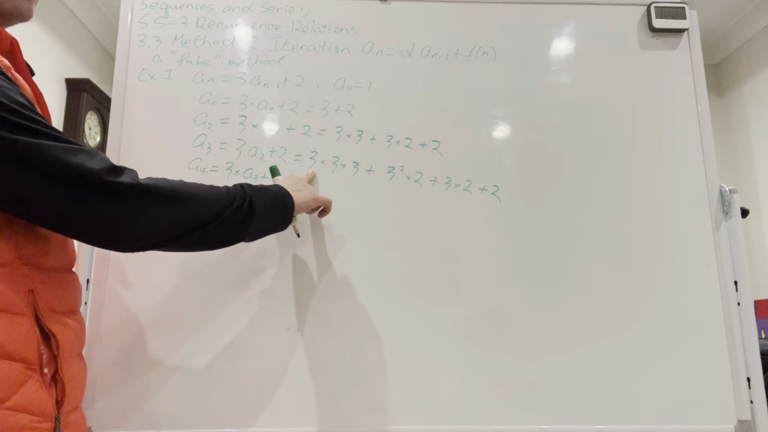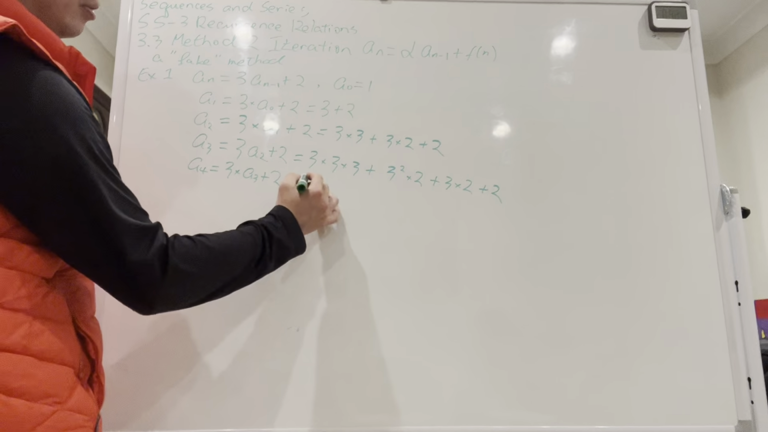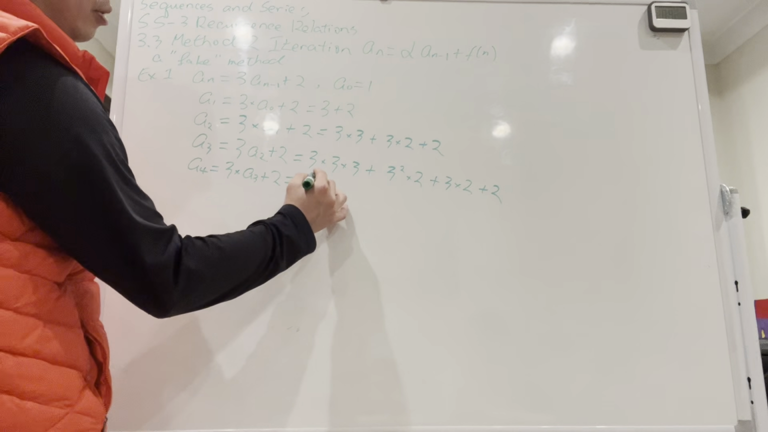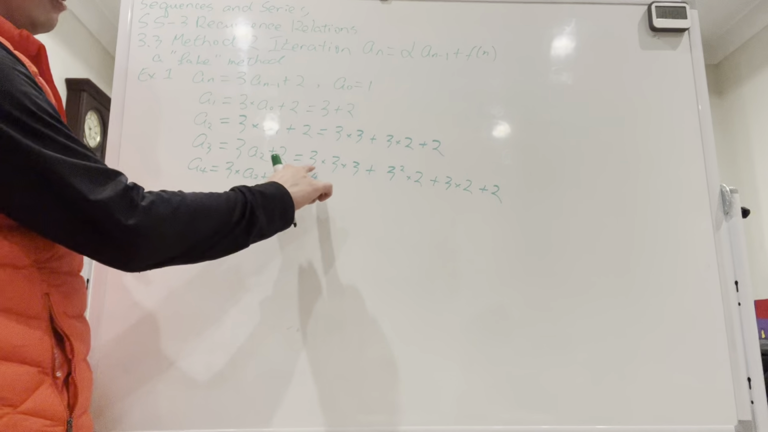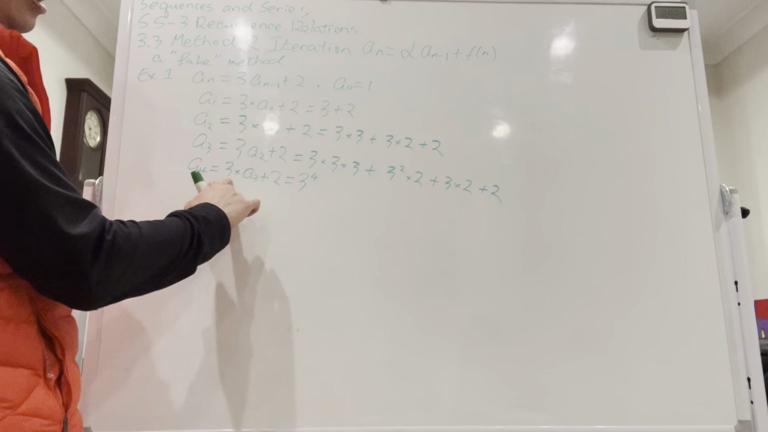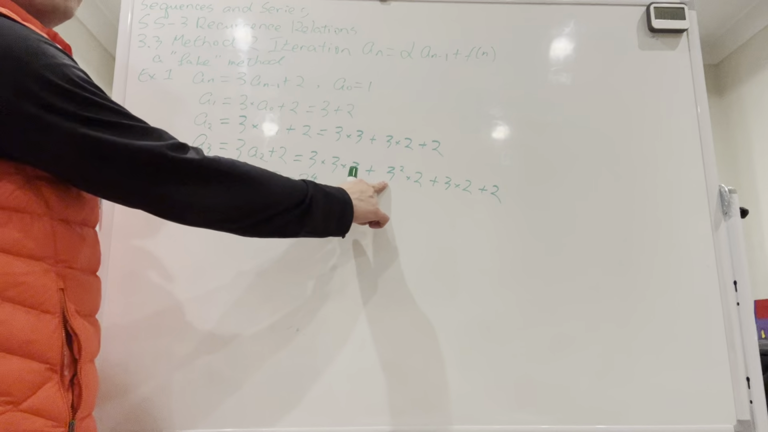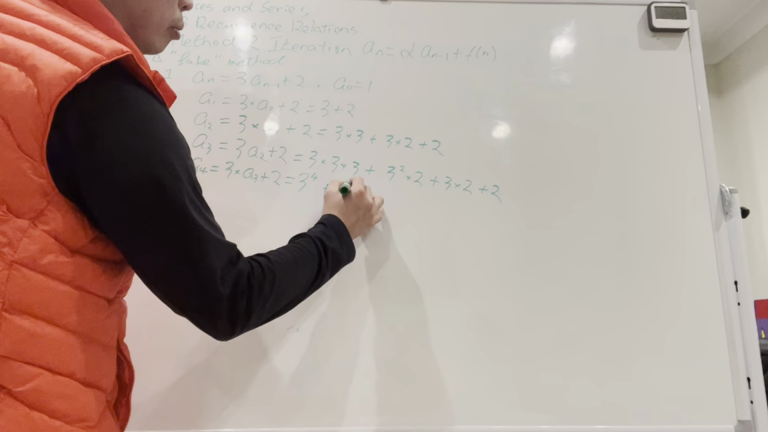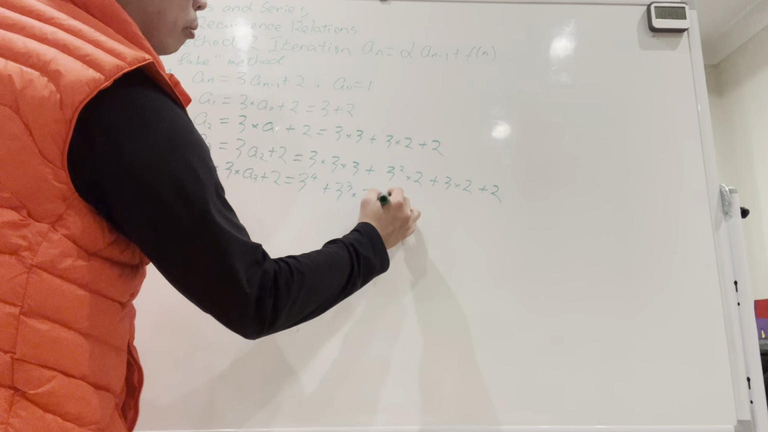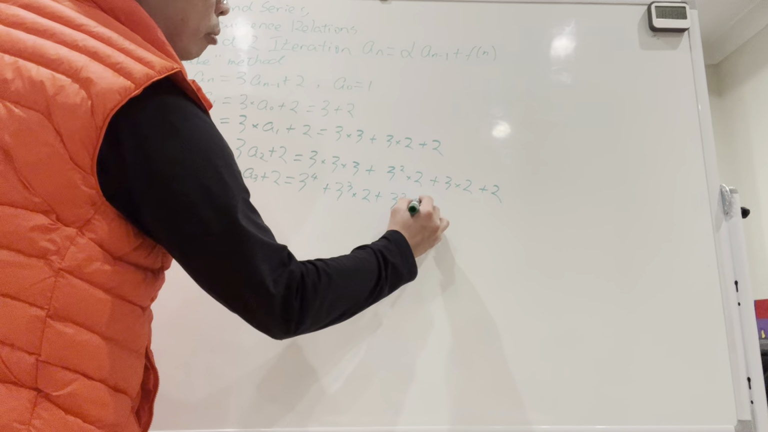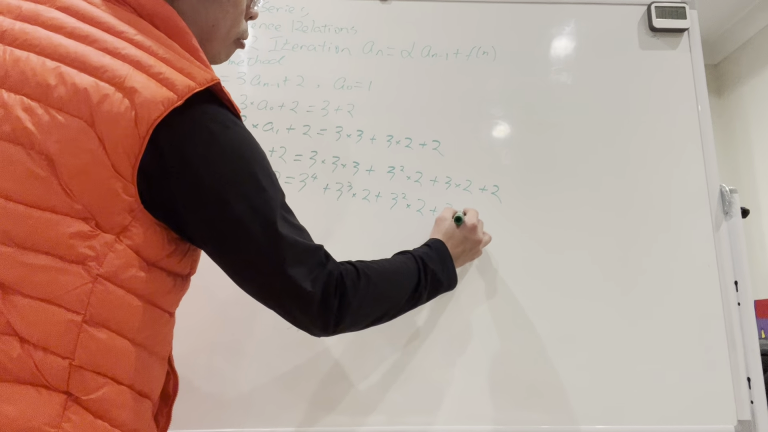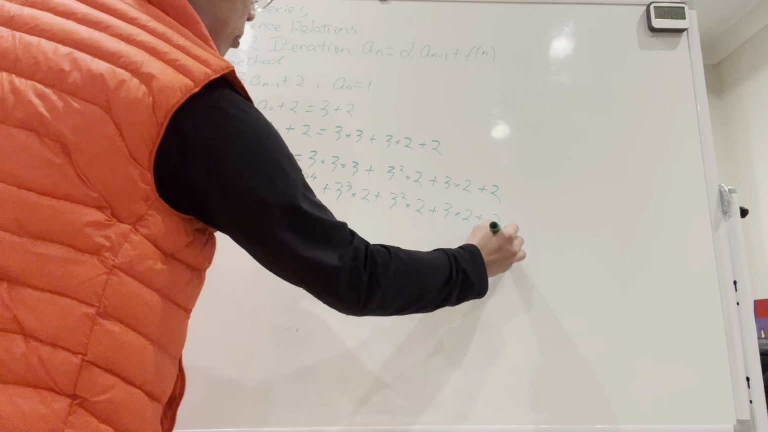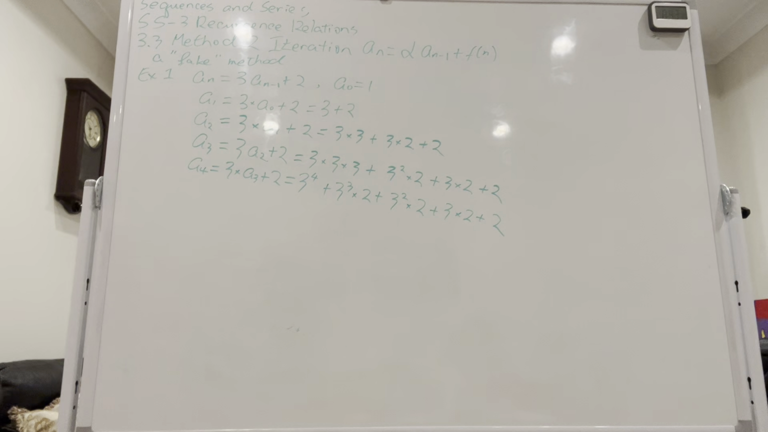What is the first term now? 3 to the power 4. Okay, I'm just going to call it 3 times 3 times 3 times 3. And then you multiply 3 here again. Okay? And then you plus 2 in here. Do you now see the pattern about what this 3 times plus 2 does?